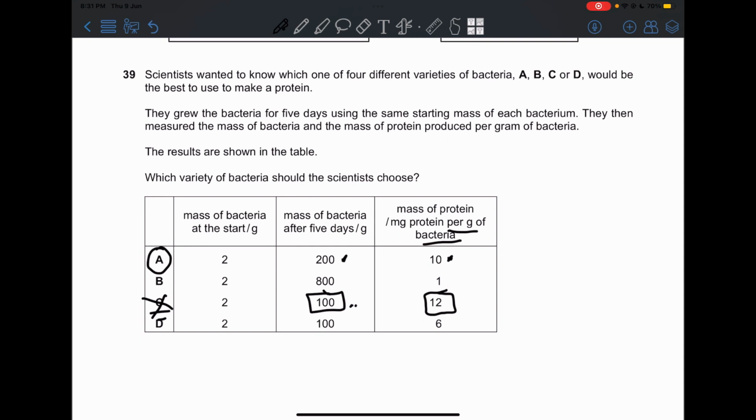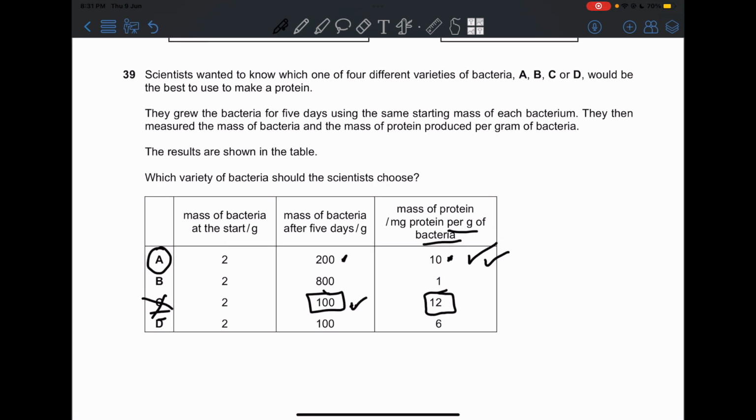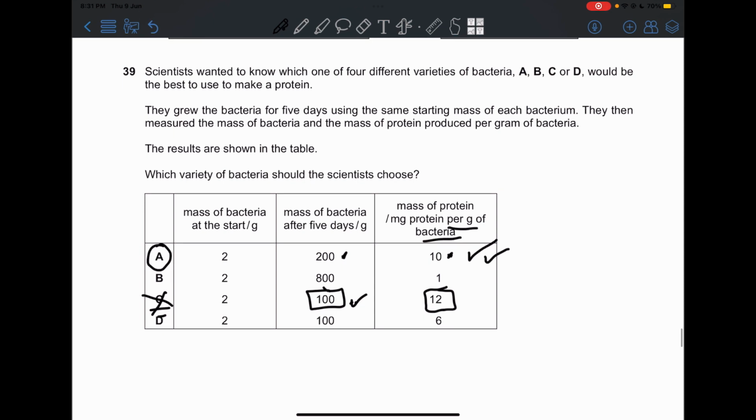This is 100 only, so if you want to calculate it, this is going to be the highest value compared with the C one. So this is going to be 10 milligrams per gram of bacteria. Over here we have 200 grams, which is more, so this is going to be the answer A.